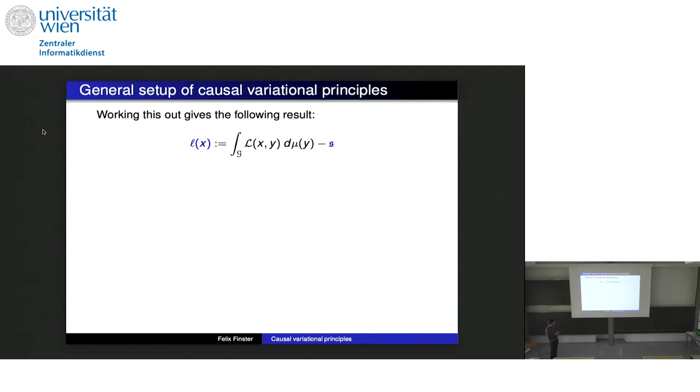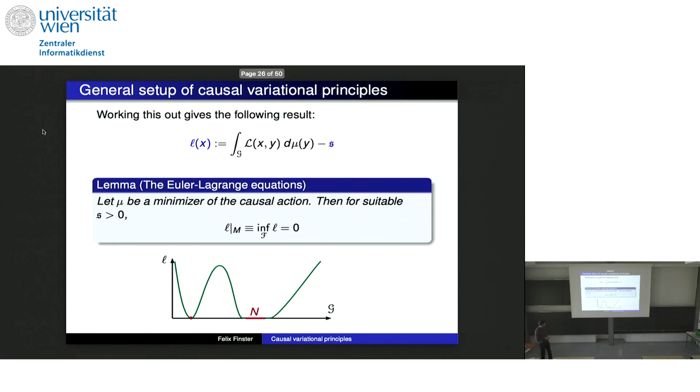So we now introduce a function little l, which is obtained from the Lagrangian by integrating over one of the arguments. So it's still a function of the other argument. And then we subtract a constant. And then the statement is that if you have a minimizer, then for a suitable choice of this constant, this function l is minimal on the support and vanishes on the support. So it's constant on the support, and it's in fact minimal there. This is shown here in this one-dimensional example. Suppose this is G. The support is this red subset, and on the support, this function l is constant, and this is in fact the minimizer.